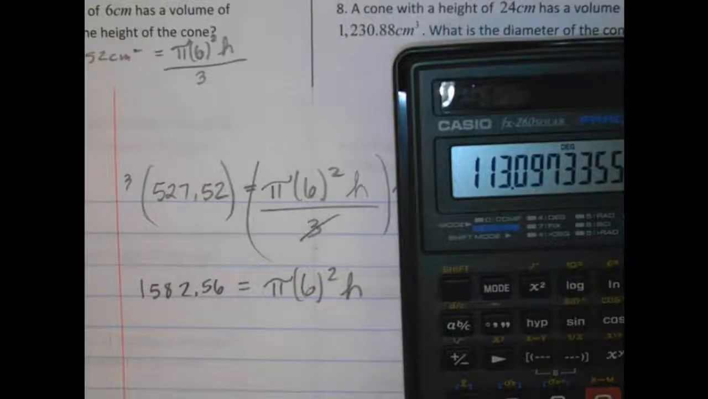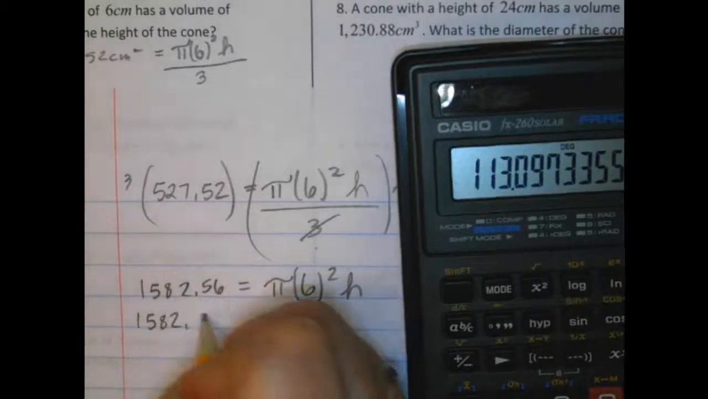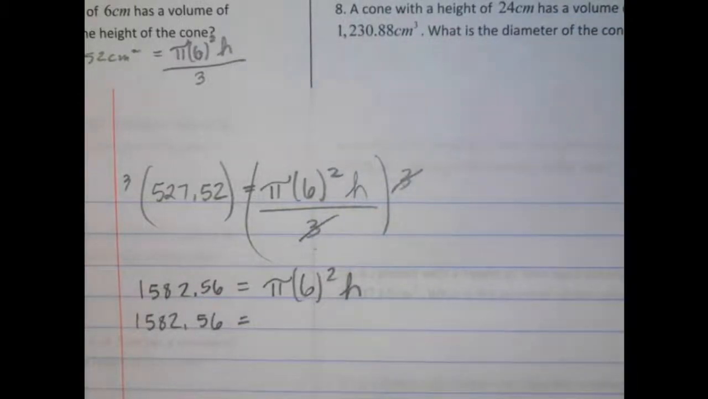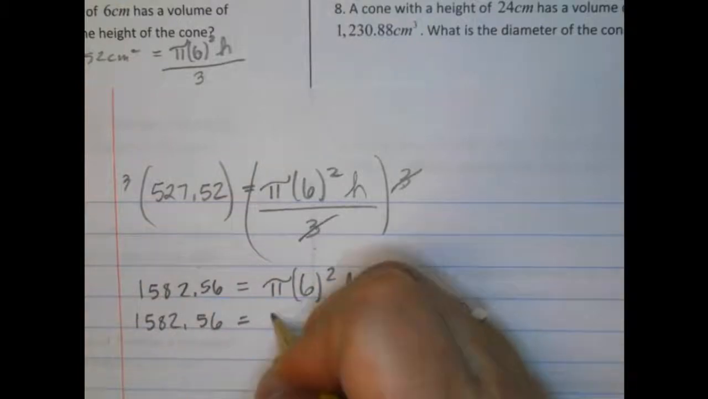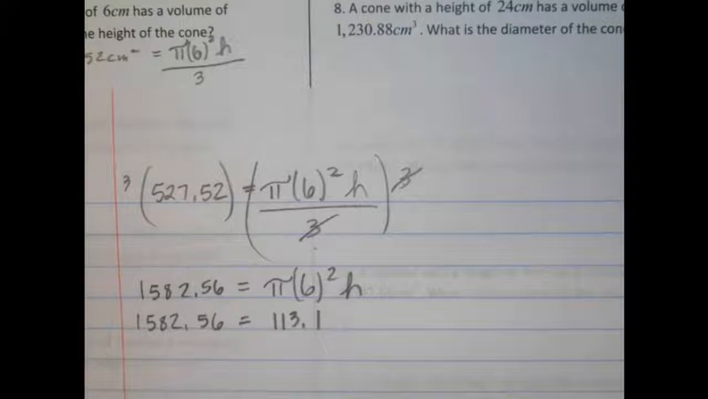And I got a new number there. Right, so my answer, when it comes down, I didn't touch this side at all, is equal to, and go ahead and round to the nearest tenth. So I get 113.1. Does anybody get anything different?